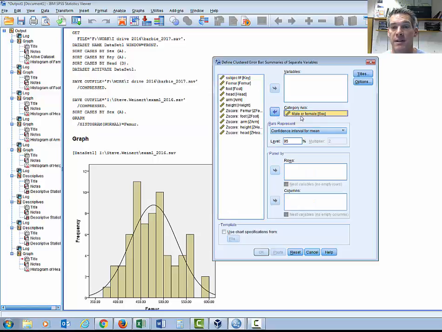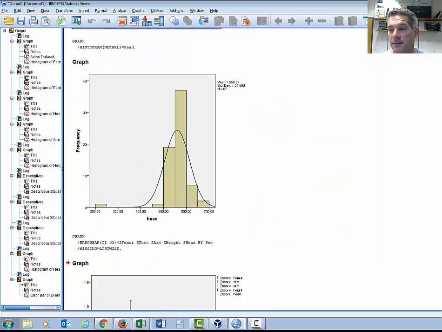Category is going to be our male and female sex. And then the femur, and then we're going to use the z-scores to look at the graphs. And we'll explain this when we look at it.